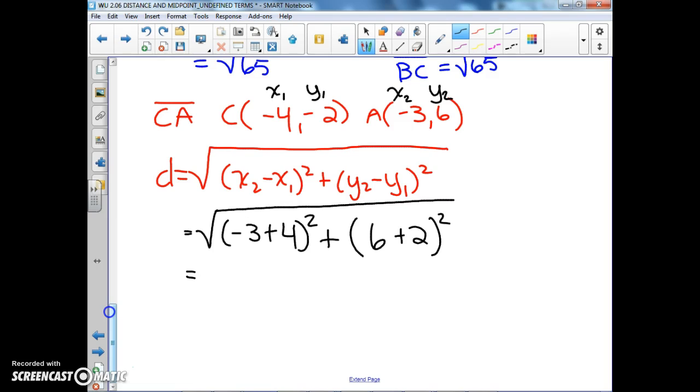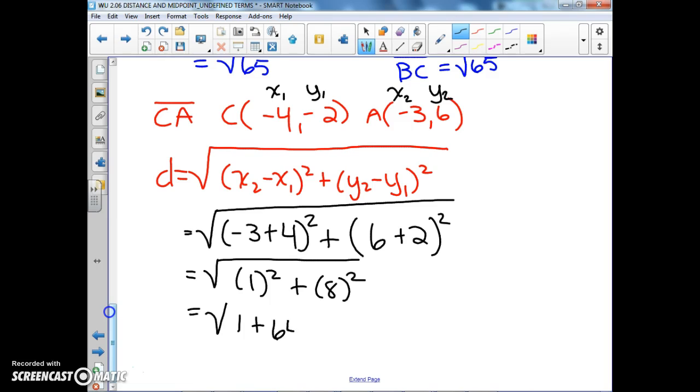Okay? All right, so do what's underneath the square root. Negative 3 plus 4 is 1. So this is 1 squared. Add 6 plus 2 is 8. So 8 squared. One squared is 1 plus 8 squared, which is 64. Add those two together, I get the square root of 65. All right, so this is the side CA and is equal to the square root of 65.